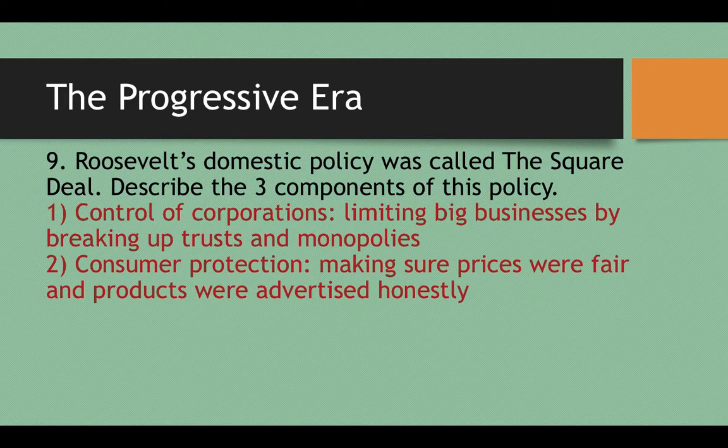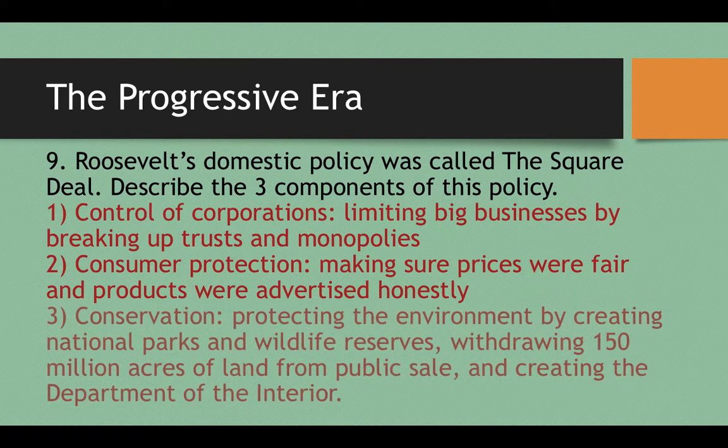The second component of the Square Deal was consumer protection. He said we need to make sure prices are fair and products are advertised honestly. We need to make sure products are labeled accurately and make sure prices aren't too high.